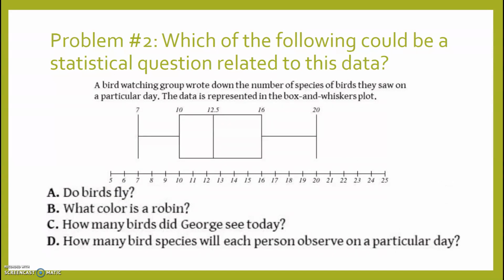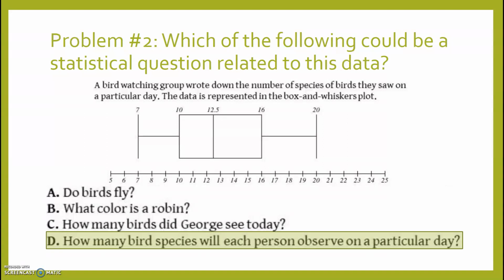Okay, problem number 2, we've got a bird watching group. They wrote down the number of species of birds they saw on a particular day. This data is represented in the box and whisker plot. So, which of the following could be a statistical question related to this data? Pause the video, write your answer, then press play. Let's see how you did.